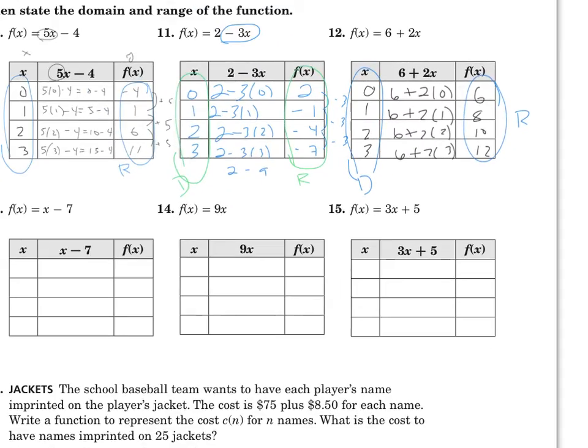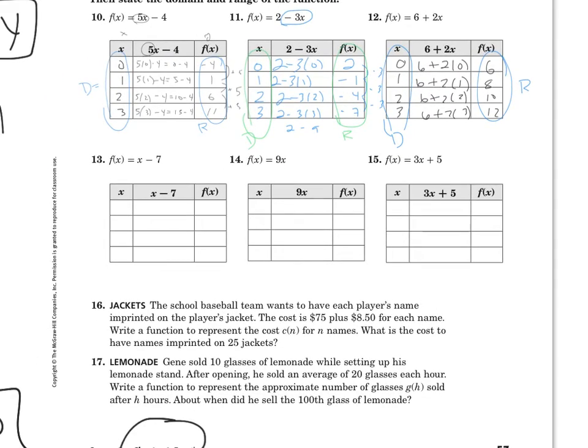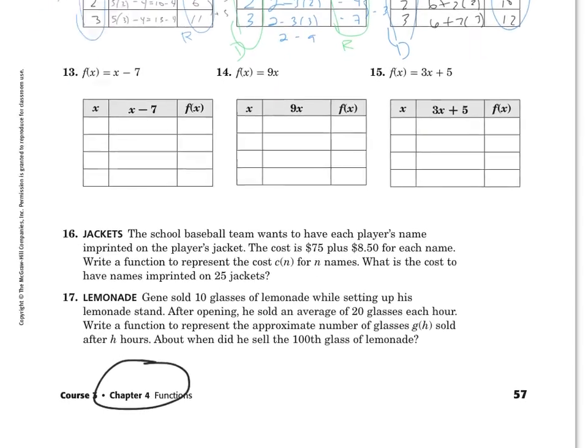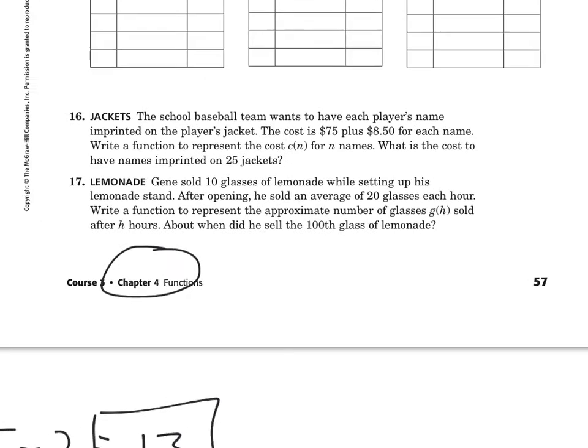Moving on to the next 3 problems. I'm gonna let you do these on your own because it's really just more of the same. Pick 4 numbers. You can use the 0, 1, 2, and 3 if you want, and then write in, and then do the calculation in the middle, and then write in the answer at the right. Identify your domain, and then identify your range. Will be your responsibility.